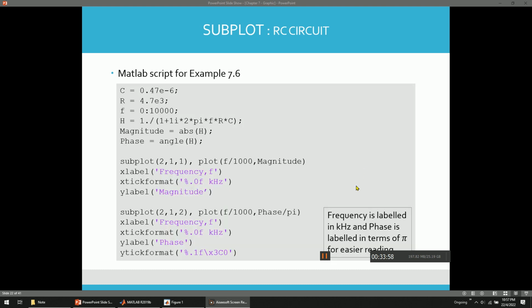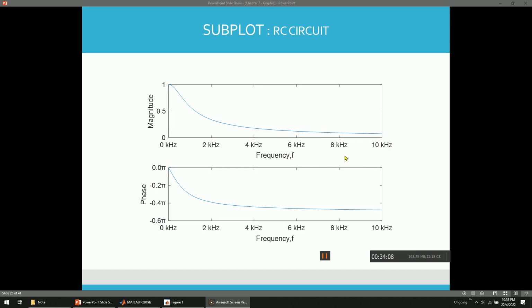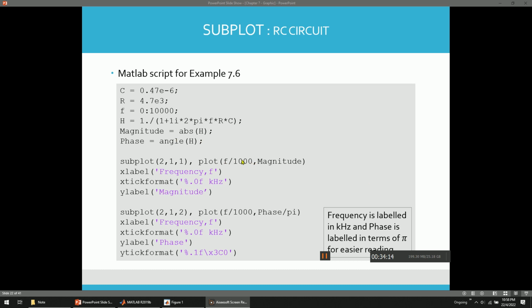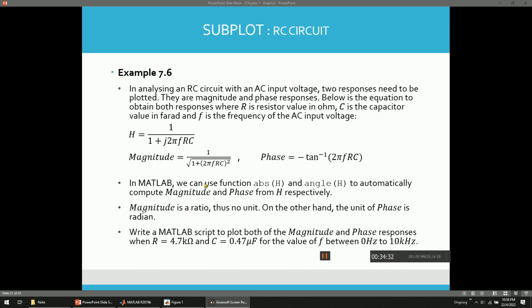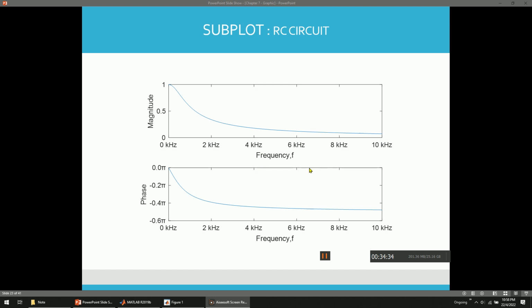This one also has no need to worry. Plot, and then the magnitude. The frequency is in kilohertz, that's why it is divided by 1000. Then you put xlabel, and xticks of course. Remember, you divide by 1000 so instead of hertz you change it into kilohertz, and you take 0. The .0 means that you don't have a decimal point.